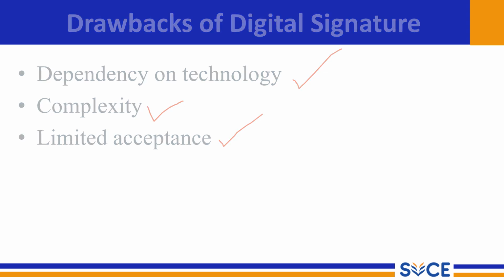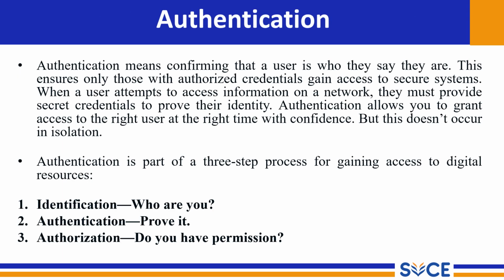And the next thing we are going to discuss is authentication. In authentication, we confirm that the user is who they say they are, check what type of authorized credential they are giving, and make sure that only particular people use the system. In simple terms, it is a process of verifying the identity of a user or device before allowing them to access a system.